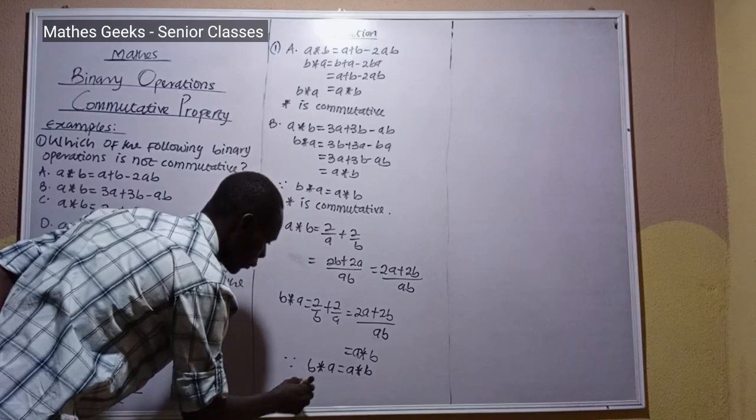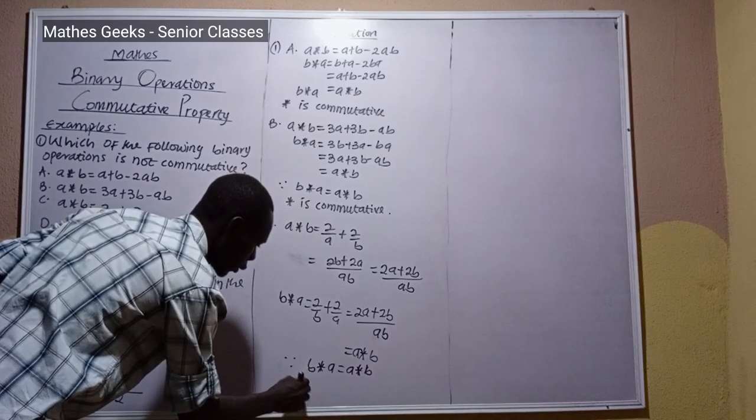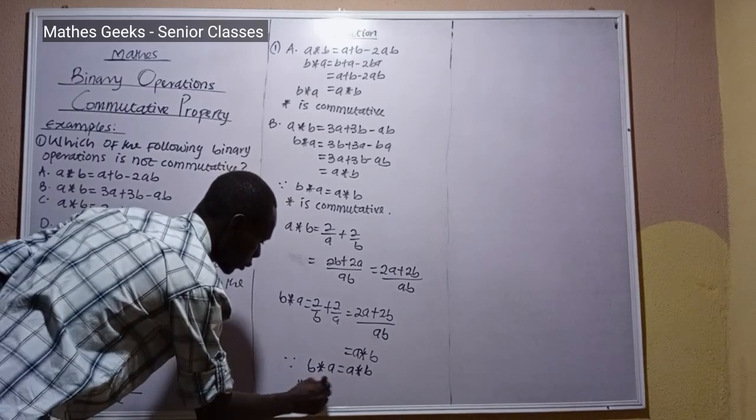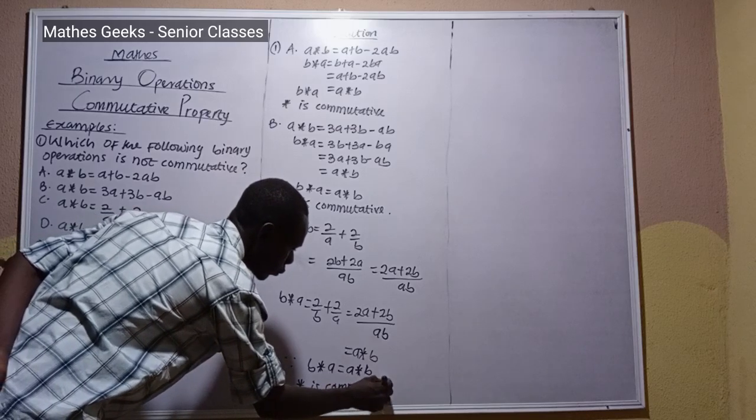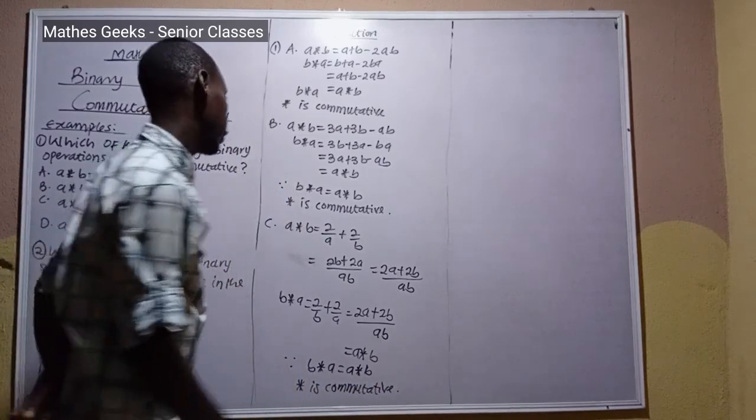So what do you notice? Or what's the conclusion? Star is commutative. That's commutative. So option D.